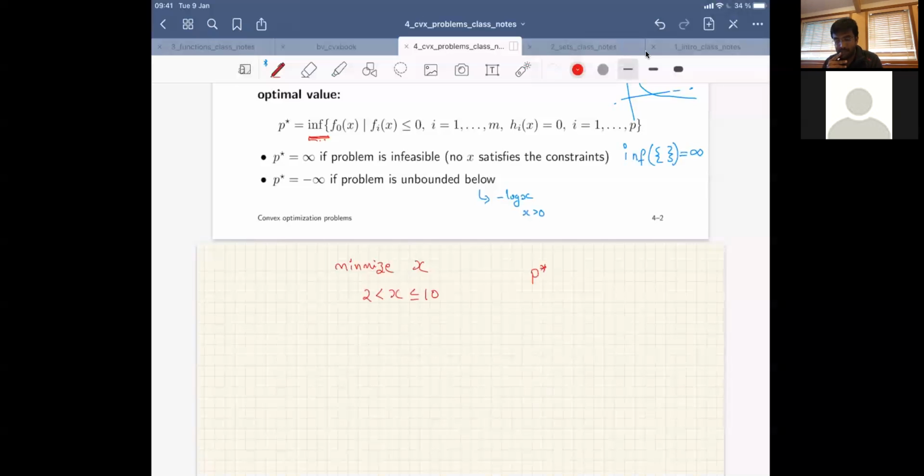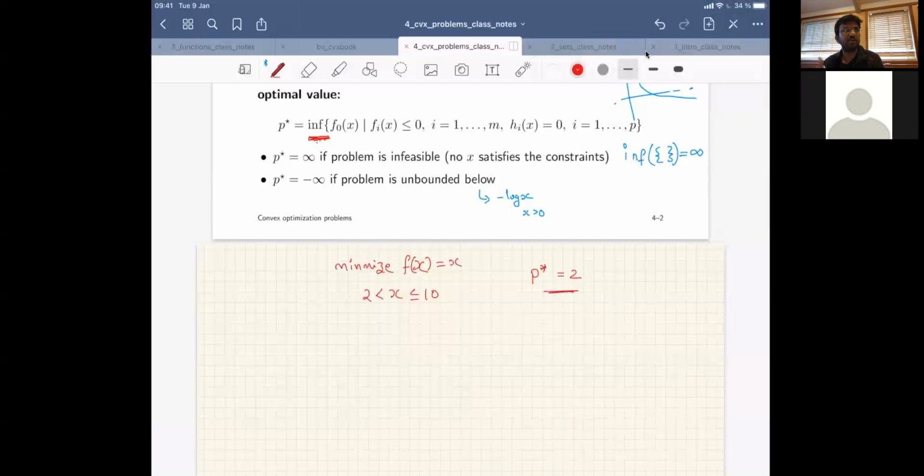You should see the definition of P star. That is the infimum, so it can take the lower bound. That's my point. As per our definition of the optimal value, P star is 2 here. Although x cannot take 2, what is our function here? F of x is simply x, so the optimum value of our problem is 2.